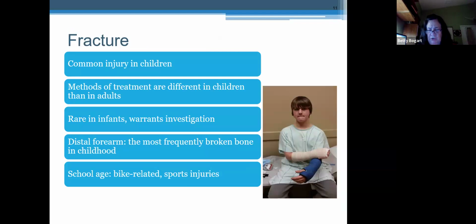Now, fractures in children. When you fall down, what do you do instinctively? You put your hands out, right? Because you don't want to fall on your face. Well, what's the most commonly broken bone in children? The wrists. Because they fall down, they put their hands out. And that's why it's the most common.